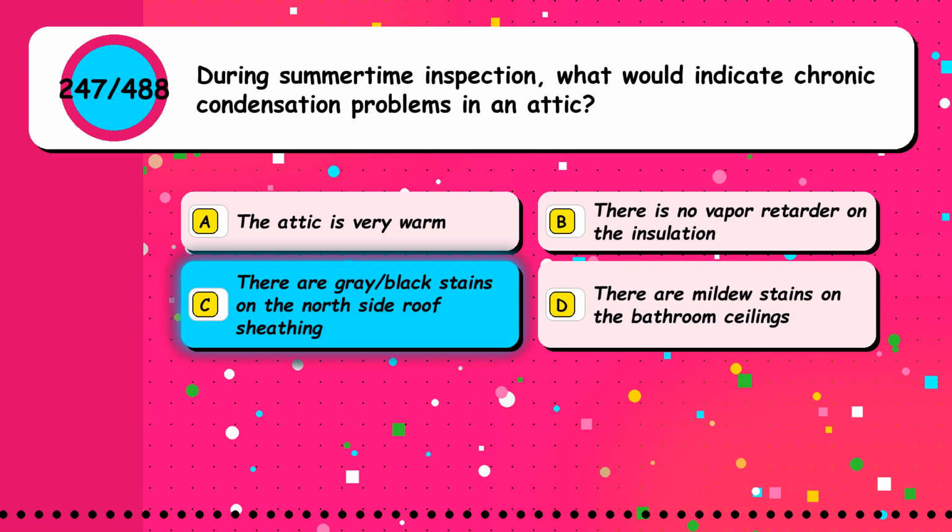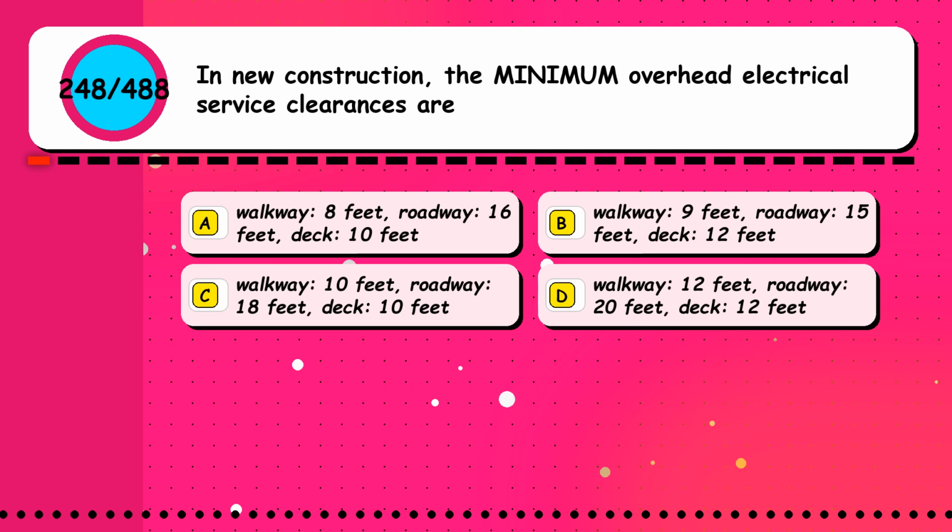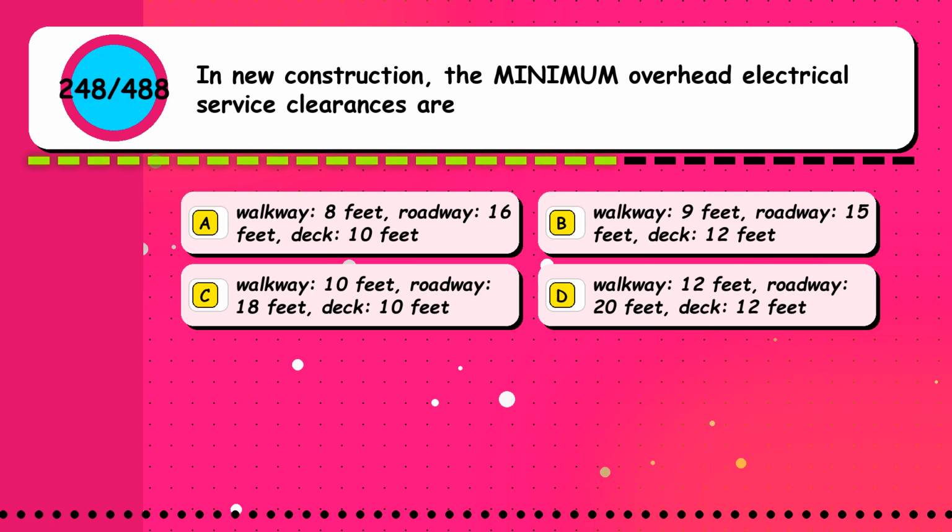The correct answer is option C. There are gray/black stains on the north side roof sheathing. C. There are gray/black stains on the north side roof sheathing. Question 248. In new construction, the minimum overhead electrical service clearances are Option A. Walkway 8 feet, roadway 16 feet, deck 10 feet. Option B. Walkway 9 feet, roadway 15 feet, deck 12 feet. Option C. Walkway 10 feet, roadway 18 feet, deck 10 feet. Option D. Walkway 12 feet, roadway 20 feet, deck 12 feet.